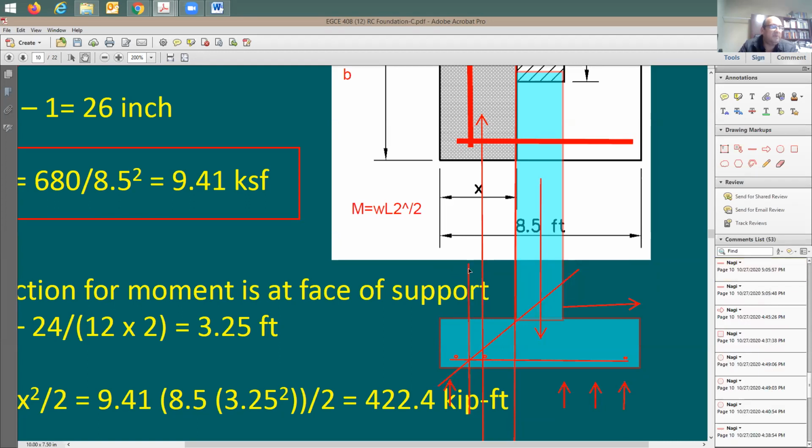Because now the distance from this new line or new section all the way to the face of the column is going to be equal to D, right? You guys follow me in this? The distance from here to here is going to be equal to D. So you're going to be at D distance from face of support.